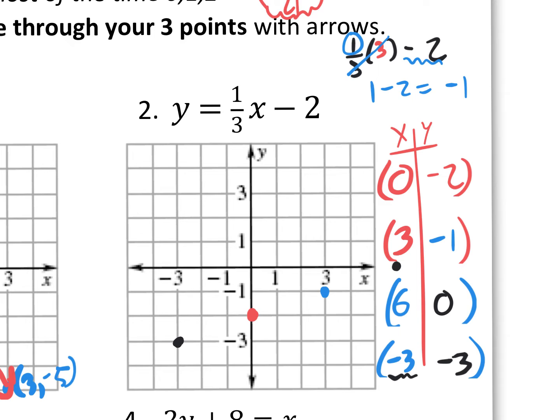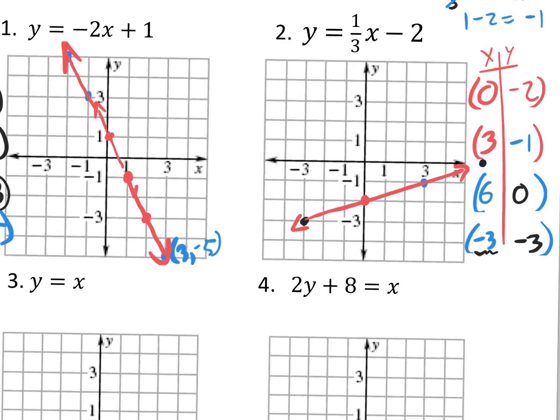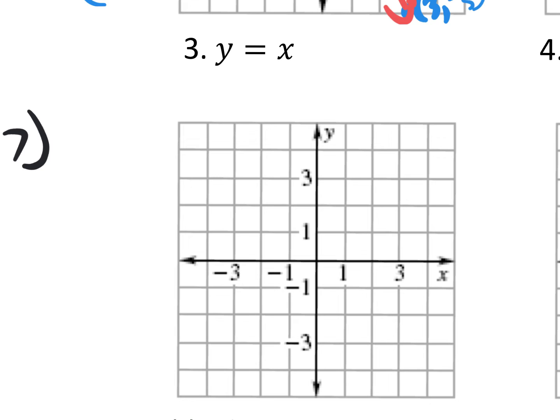So anyway, here's my line. I could point it at that black one. And that's how you graph. It's pretty simple, especially if they're already in function form. Number 3, so easy that you might get confused.